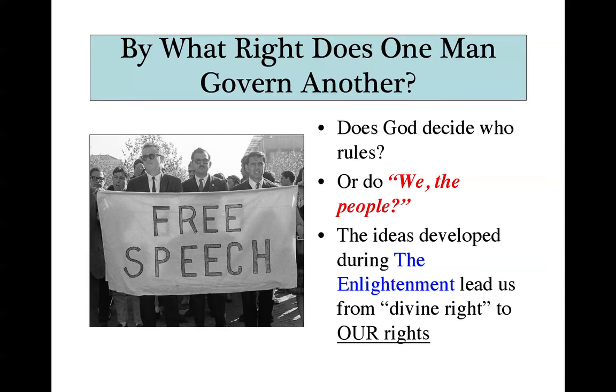The ideas developed during the Enlightenment lead us from a divine right to our rights. So first I want to go over what divine right means. Divine right simply means that a king or queen rules because God has chosen them to. Not that we elect somebody, rather God essentially picks a ruler. God says that King John or Queen Mary or whoever it is has the right to rule. And our philosophers didn't feel that's right. They felt that we have rights and we should be able to determine who rules or not.